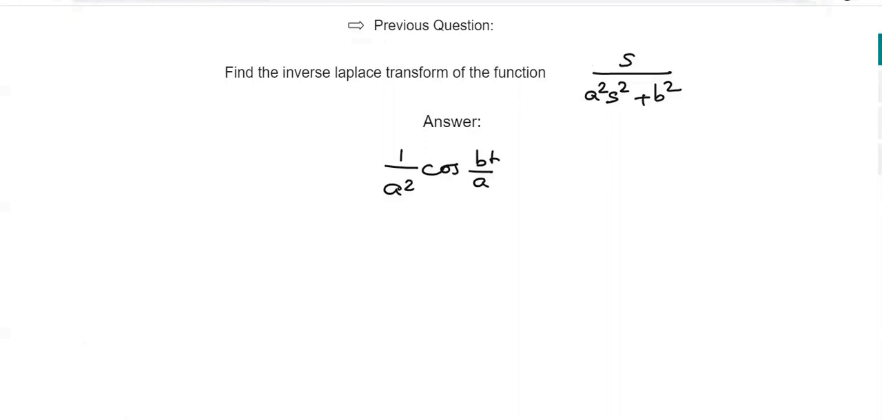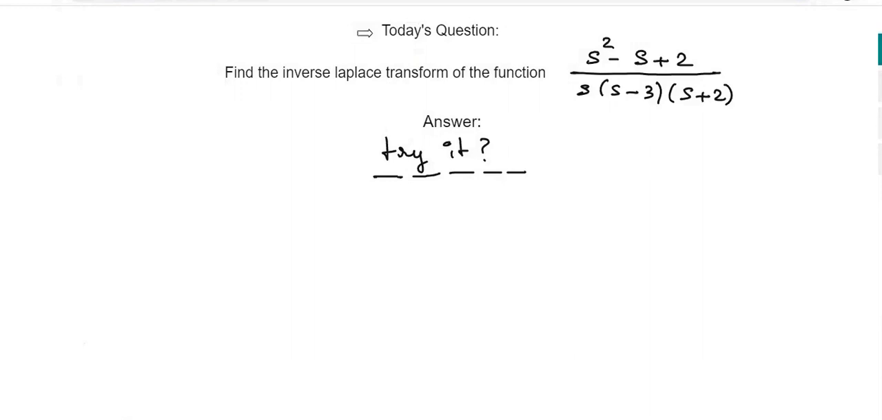From the previous video, I posted the question: find the inverse Laplace transform of the function s by (a square s square plus b square). The answer for the question is 1 over a square cos bt over a. From today's video, the question is: find the inverse Laplace transform of the function s square minus s plus 2 over s times (s minus 3)(s plus 2). Try it and watch the next video, students.